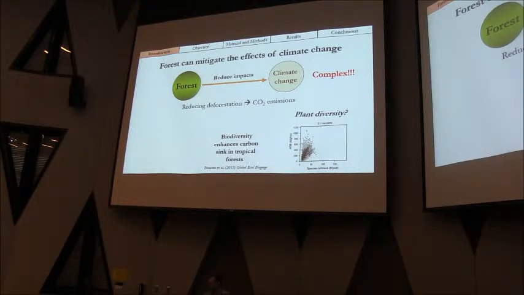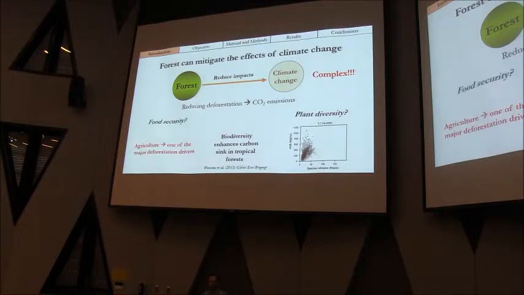The second reason why this pathway of mitigating climate change is complex is food security. Several people in the tropics, especially indigenous communities, depend on the forest for survival, for food security. And we know that agriculture is one of the main deforestation drivers in these areas. So we are facing a really big, complex issue here. There are trade-offs between food security and plant diversity.